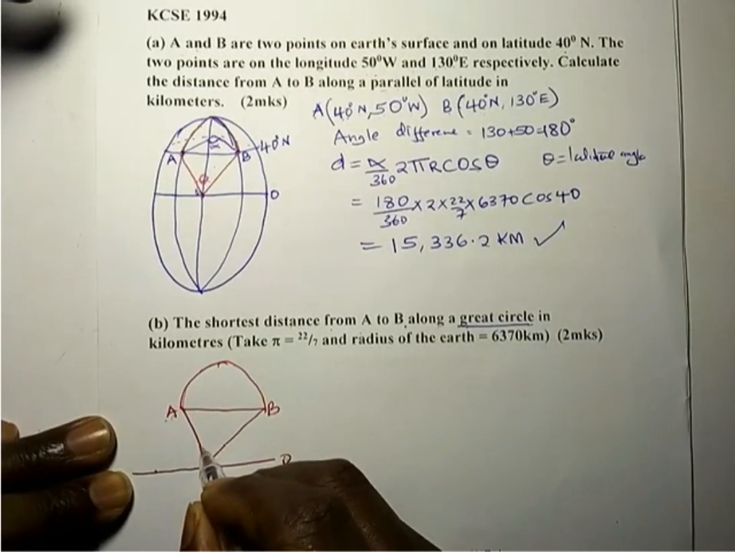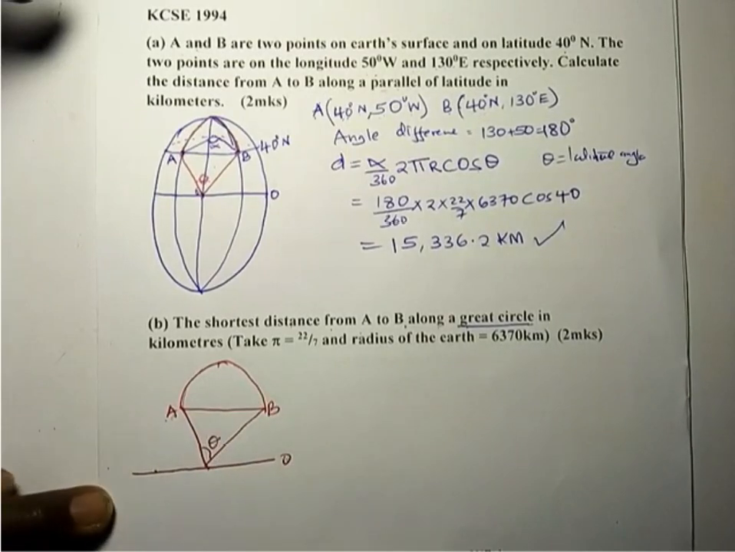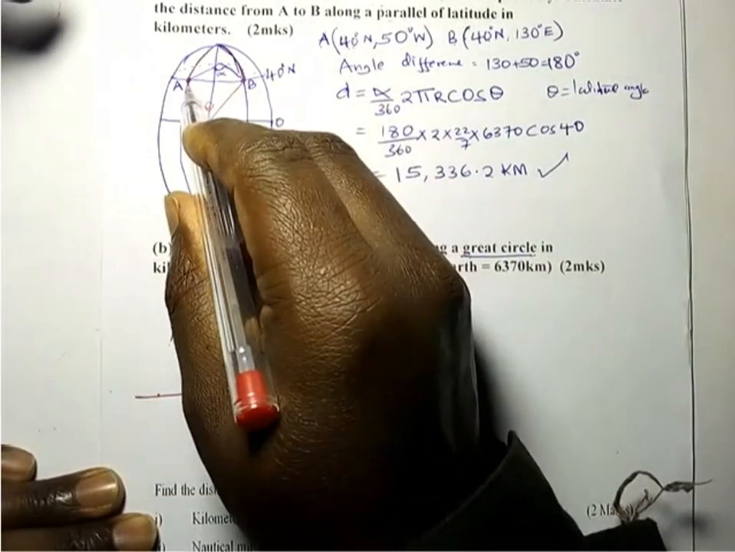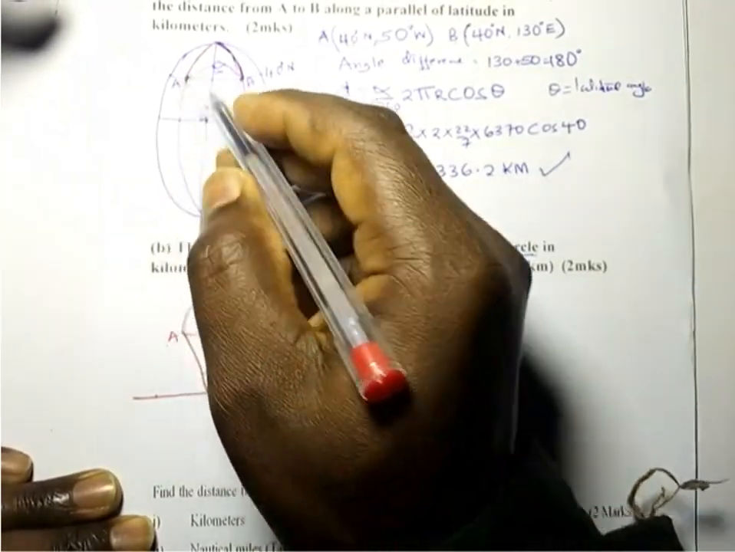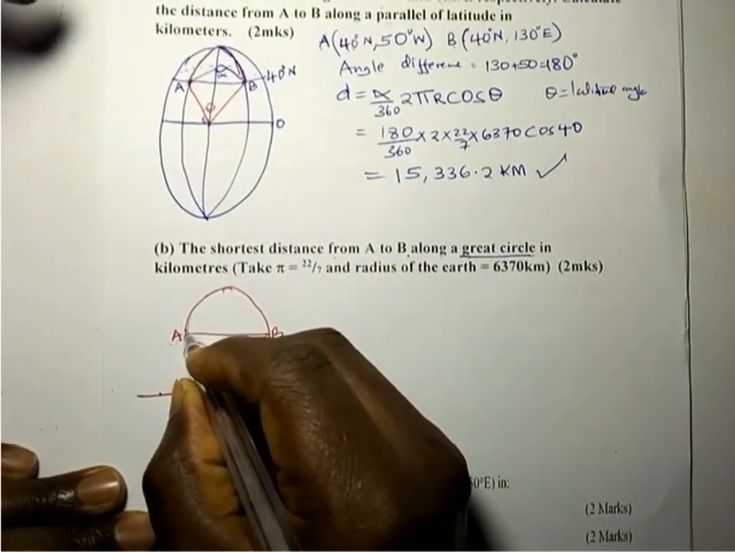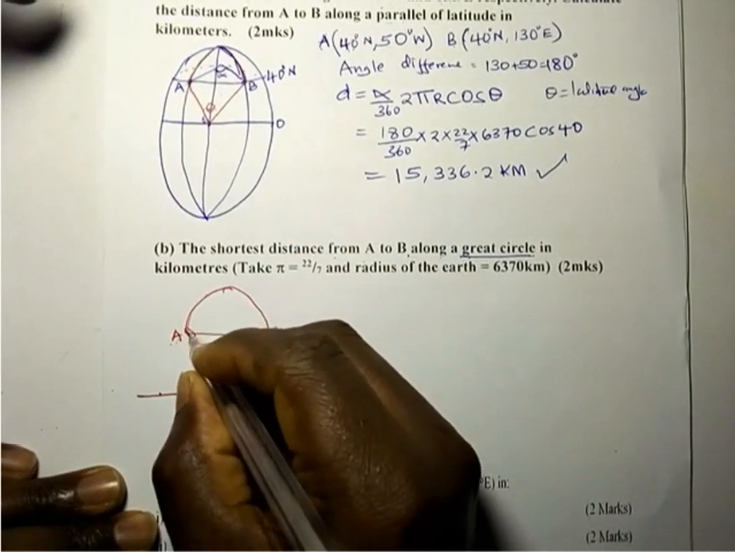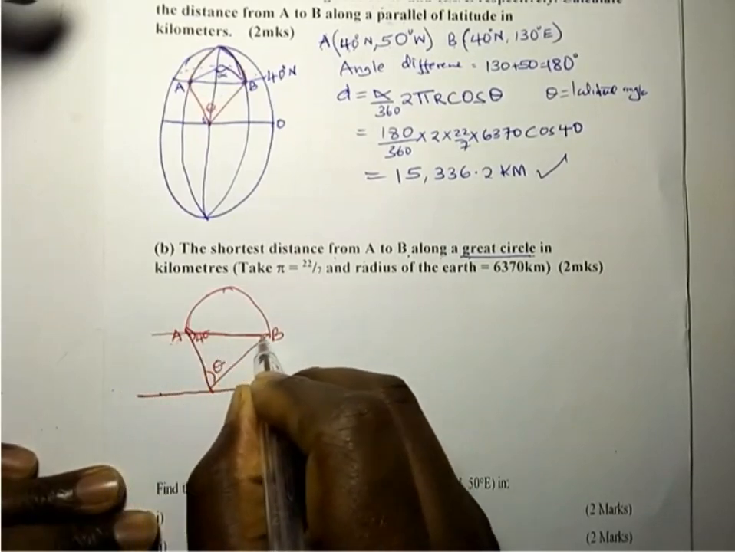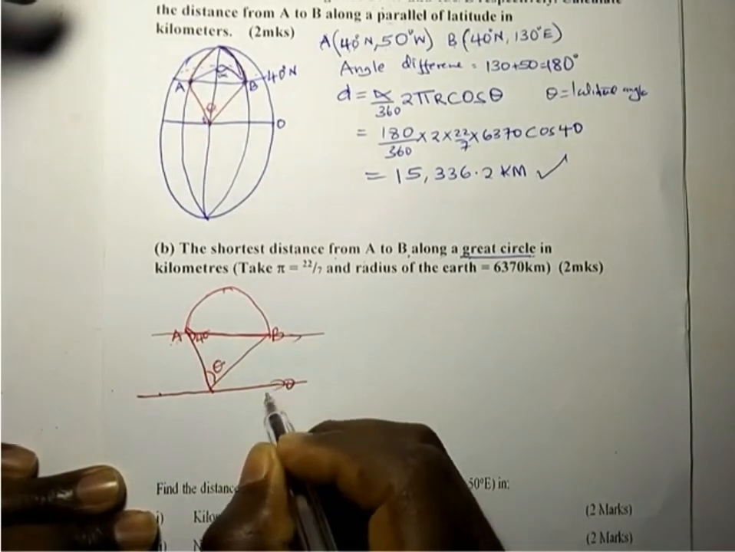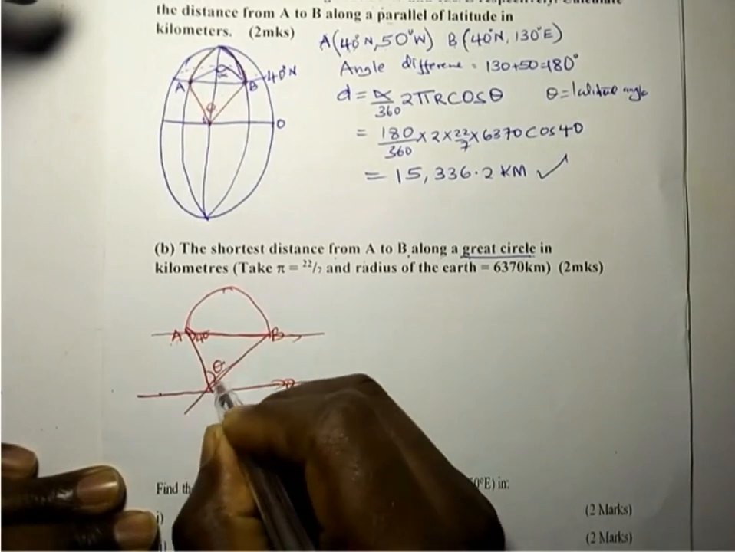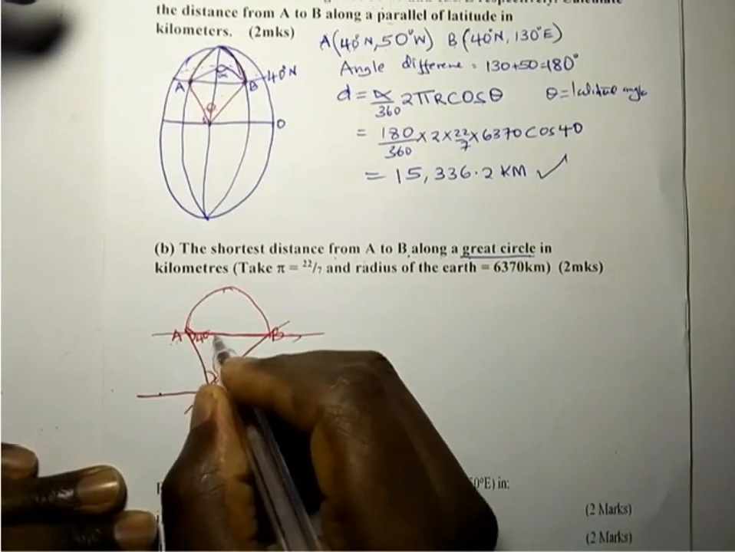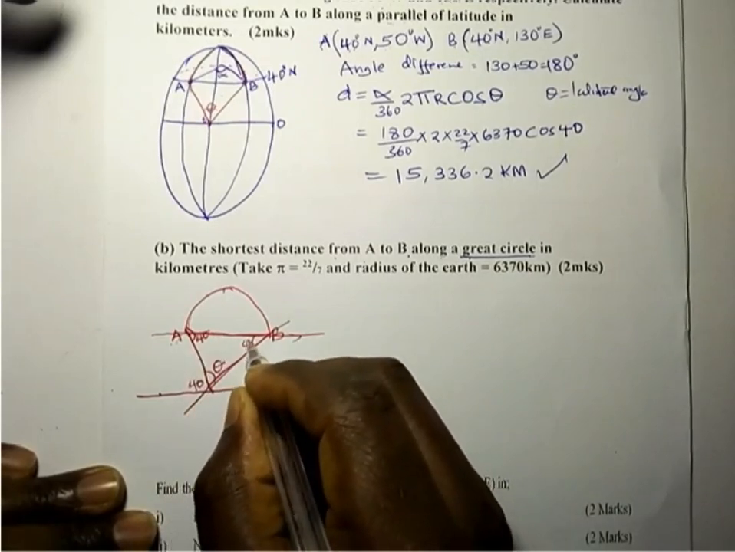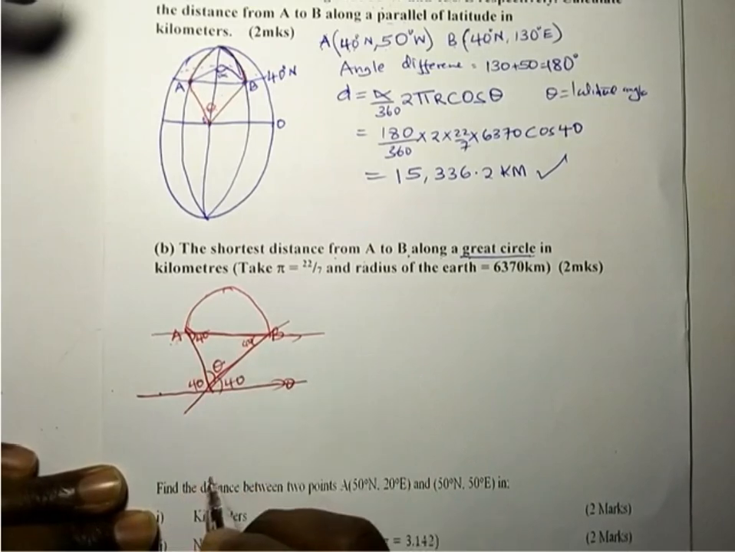So the angle is going to be this one, right? But we know that the latitude here, the angle here, is 40. Remember, these are parallel lines, and this one is a transversal. So the angle here will be the angle here: 40 here is 40 there, right?